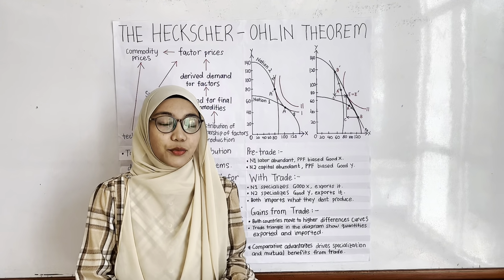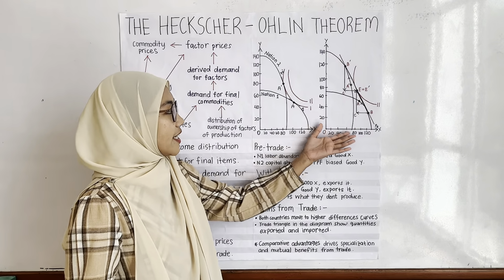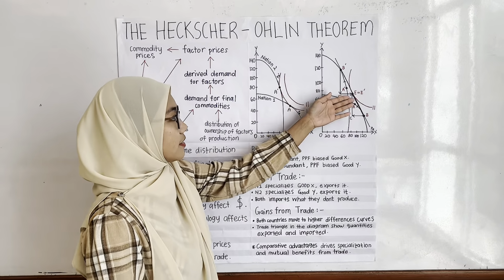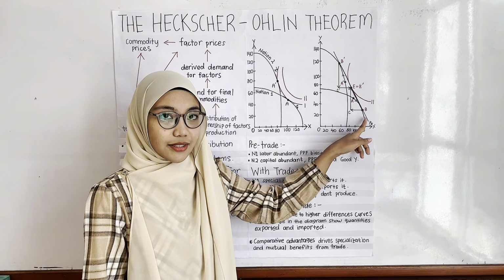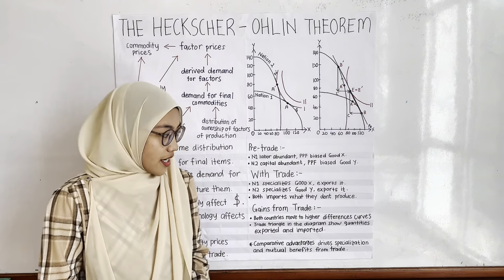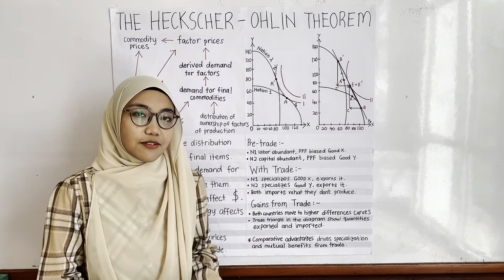What will both nations gain after trade? Both countries move to a higher indifference curve. Next, the trade triangle in the diagram shows the quantity that is exported and imported. So overall, comparative advantage drives specialization and mutual benefits from trade.